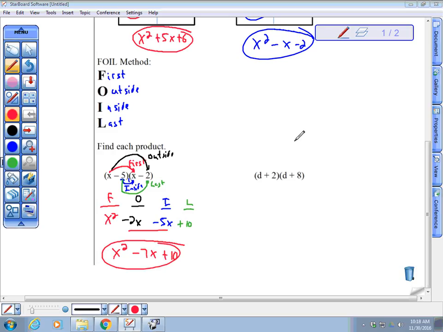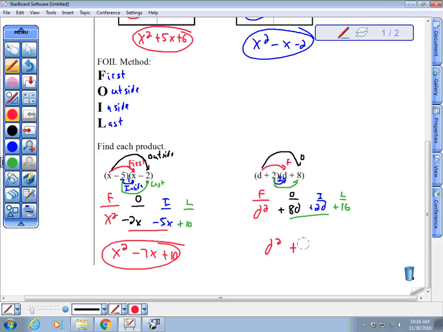Last one of this page, you're going to distribute the d throughout, so it's going to be d times d. Then it's going to be the outside terms multiplied throughout, again multiplying the d throughout to get a plus 8d. Then the insides multiplied throughout, so you're distributing the 2 throughout to get a plus 2d. And then it's the last term in both of them, again distributing the 2 throughout, and you're going to get a 16. Combining your like terms to get d squared plus 10d plus 16.